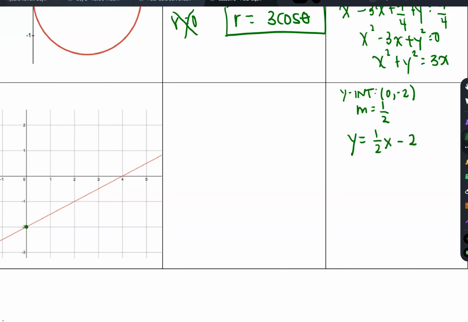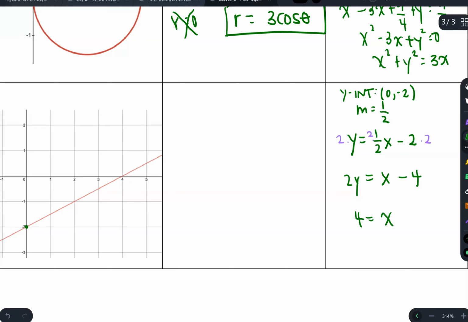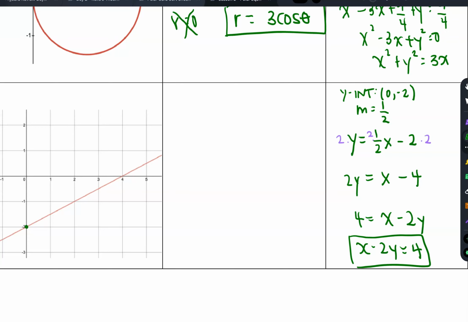That's not one of my cards, so I'll multiply everything by 2 to get the fraction out. So we'll have 2y equal to x minus 4. When I switch sides here, we'll move the 4 over here, and it'll be x minus 2y, or x minus 2y will be equal to 4. So there is your Cartesian, rectangular.